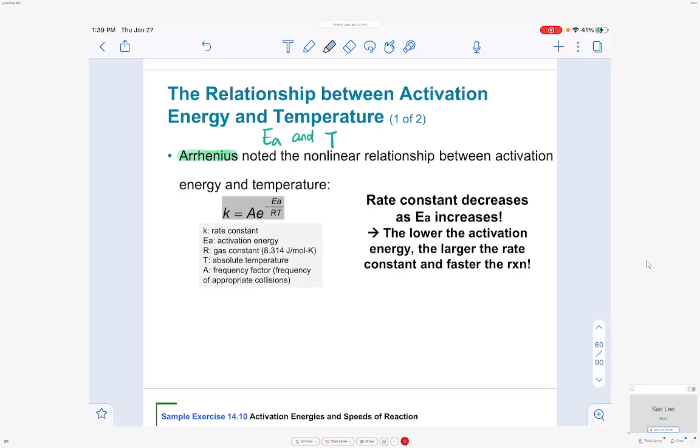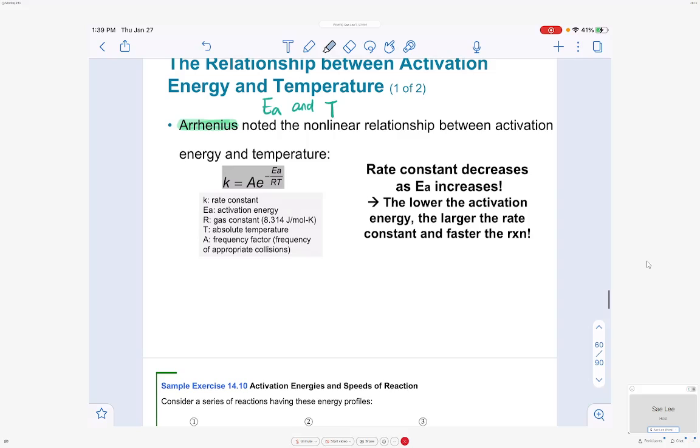And if you look at the equation, the Arrhenius equation is: rate constant k equals A, where the capital letter A is the frequency factor. Frequency factor means the frequency of appropriate collisions. Remember, we observed in previous slides that we need appropriate collisions to occur for the reactions to take place. So this is that frequency factor, times e to the power of negative activation energy divided by RT.